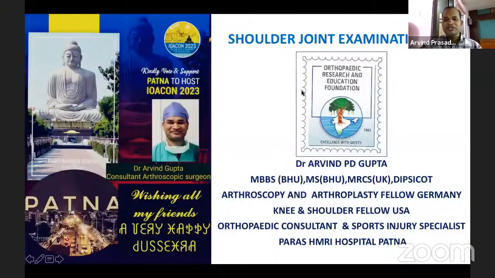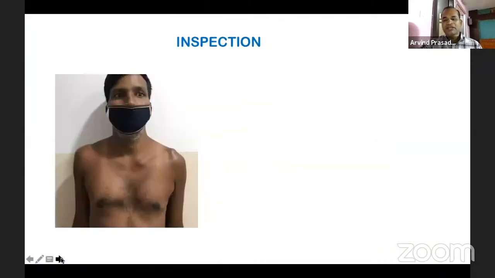Thank you, sir. Thank you for the opportunity. Good evening, everybody. I'll be talking on the shoulder joint examination. It's basically exam-oriented. As with any other examination, the shoulder joint examination starts with inspection, with exposure of both shoulders at the same time, along with the upper chest and the back.